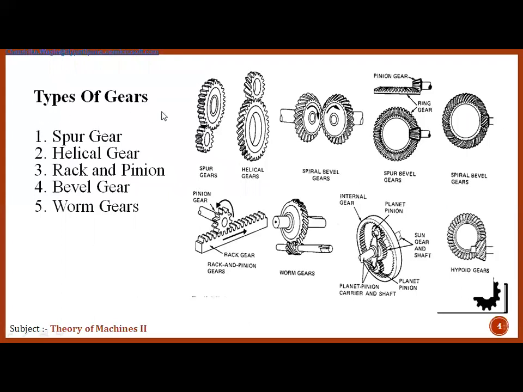Then these are the different types of gears. Very first is the spur gear. So here you can observe what exactly a spur gear is.